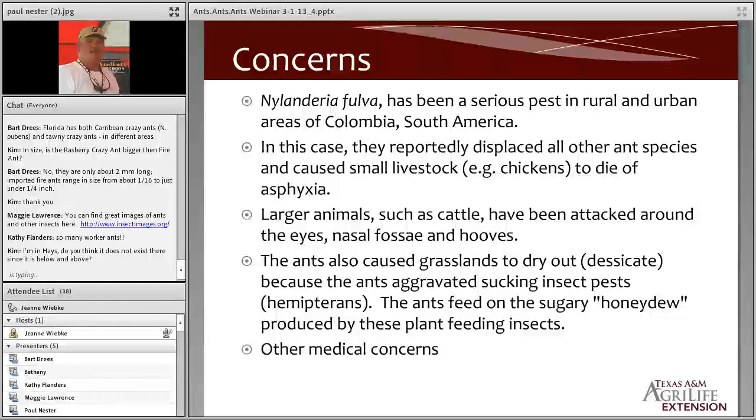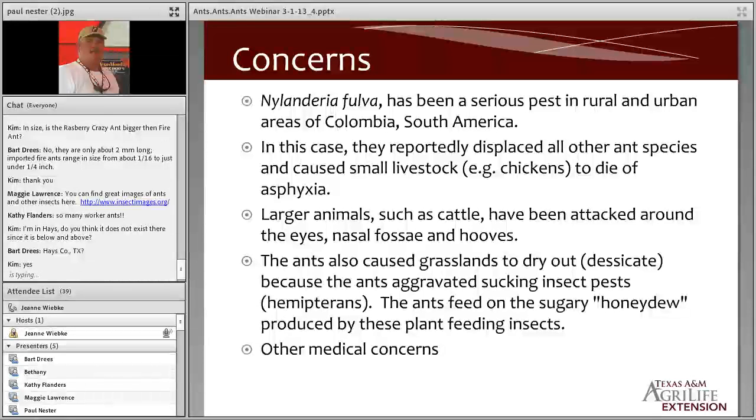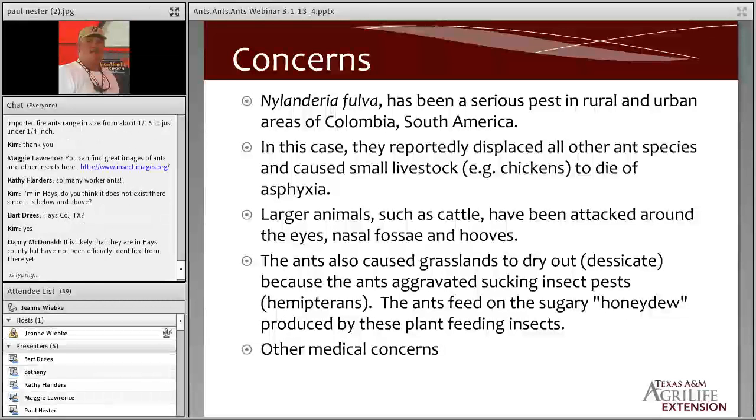These ants do protect sucking insect pests, some of the hemipterans that emit the sugary honeydew that a lot of times we'll see as a mildew on different areas. And the ants will feed on this honeydew, and by essentially farming these other insects, they will keep other insects away, and they will protect these insects for the honeydew. There might be other medical concerns. We have some tests at A&M to see if there might be some, but this ant can be a problem just due to the sheer numbers.